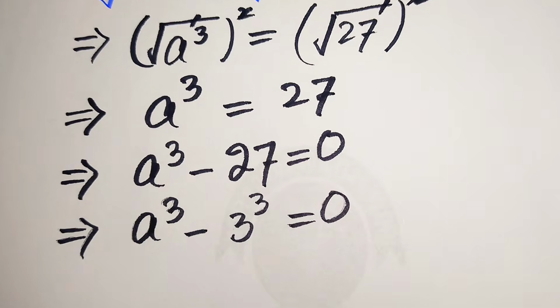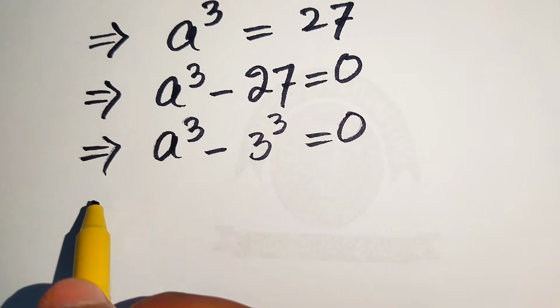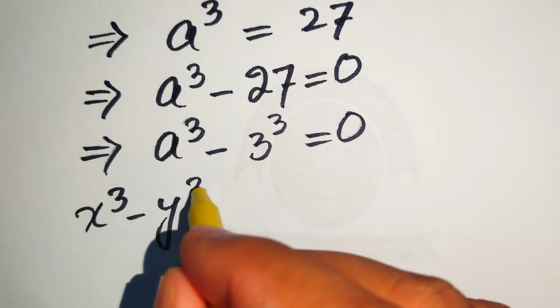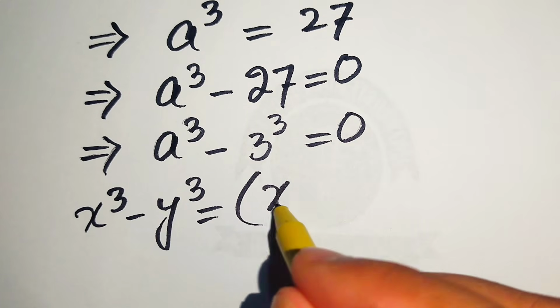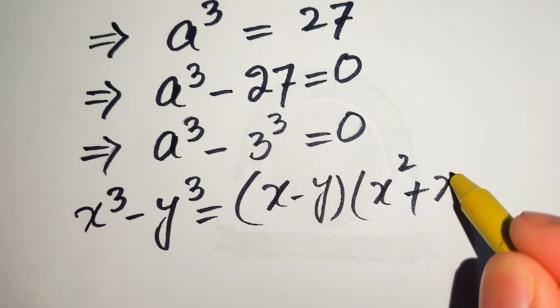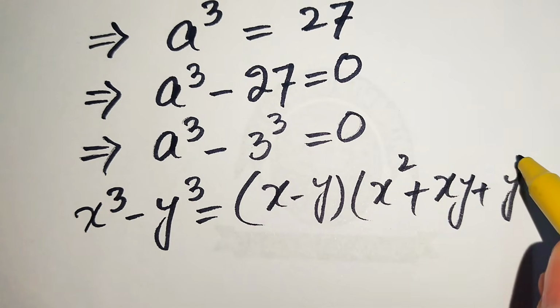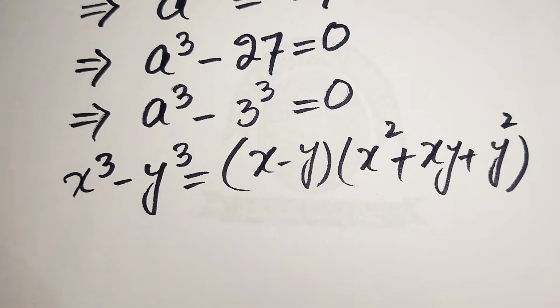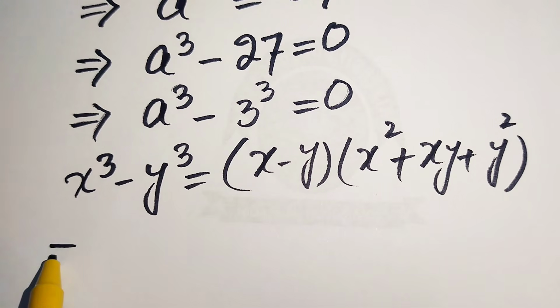And now in the next step we use the nice cubic formula. You know about that. If we have x cubed minus y cubed, it is equal to x minus y times x square plus xy plus y square. According to this nice formula, we write the above equation in this form.